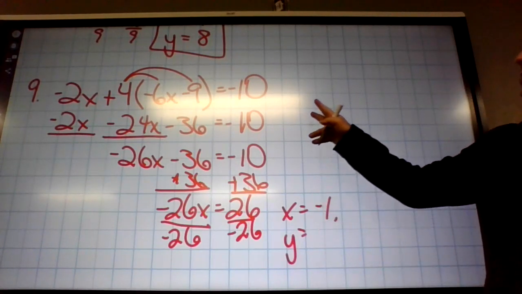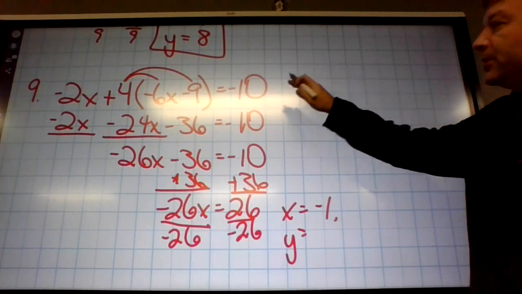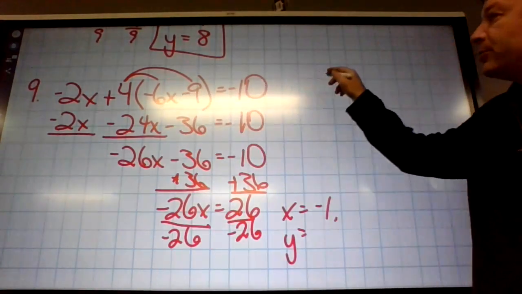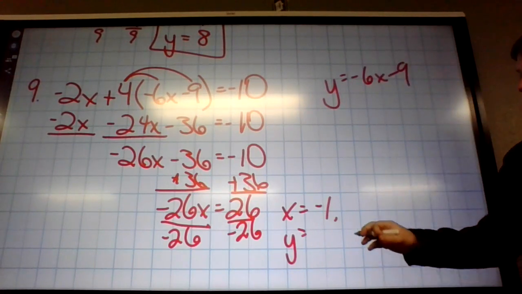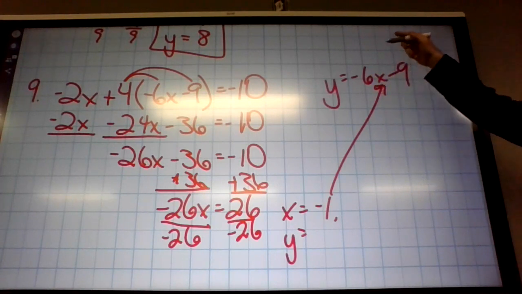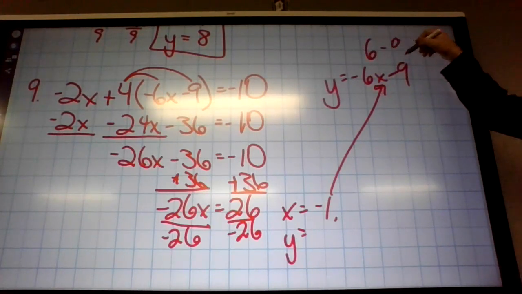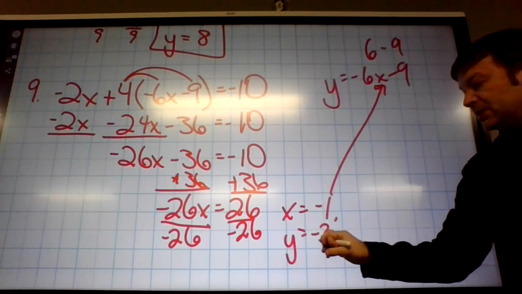Okay, so I'm going to take my negative 1 and put it, well, I didn't write the original problem down. The original problem, one of them said y equals negative 6x minus 9. So if I take my x and put it right there, negative 6 times negative 1 is 6. Minus 9 is negative 3.